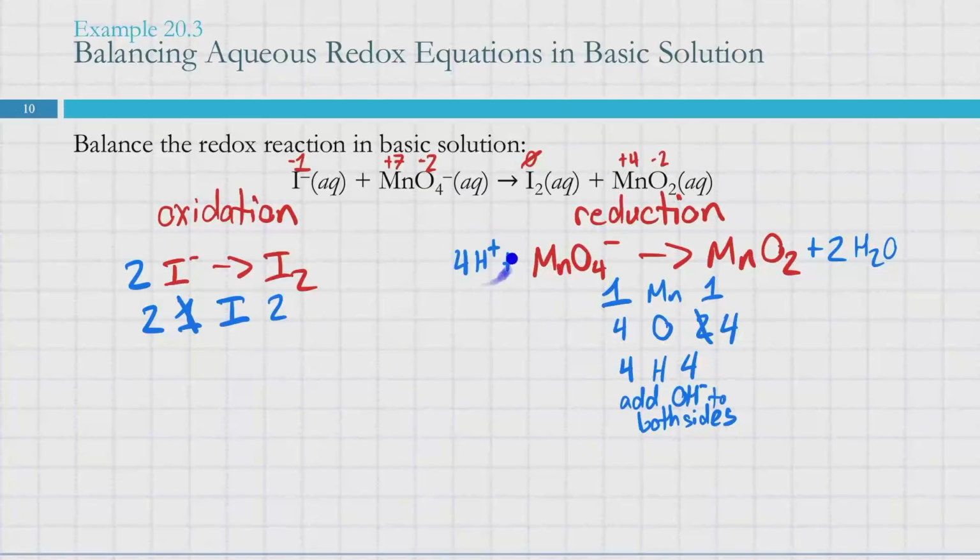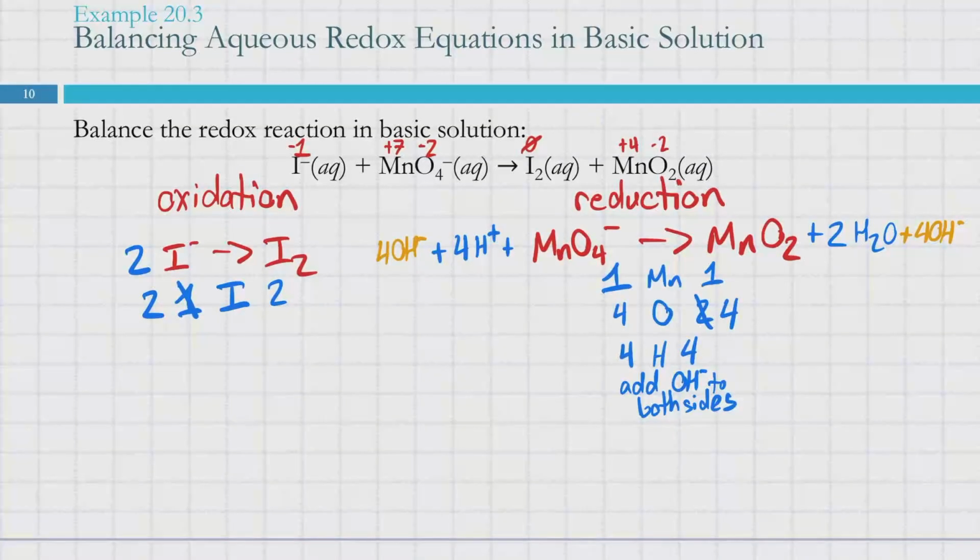We have 4 H pluses on the left, so we need to add 4 hydroxides to both sides. We do that in a different color. How about orange, go Giants? Not New York or San Francisco. Go Giants. So what this does for us is that OH minus and the H plus on the left side turns into H2O.